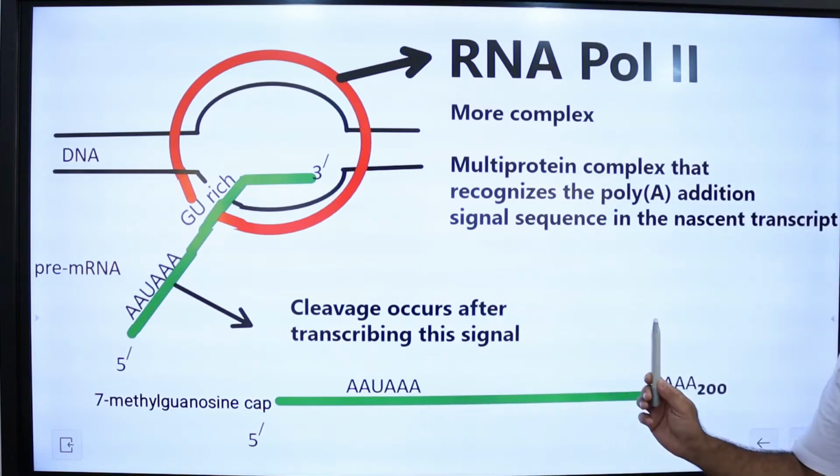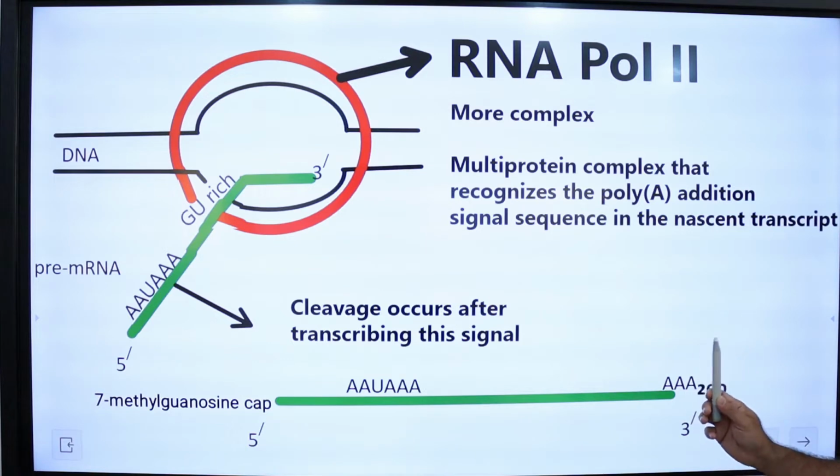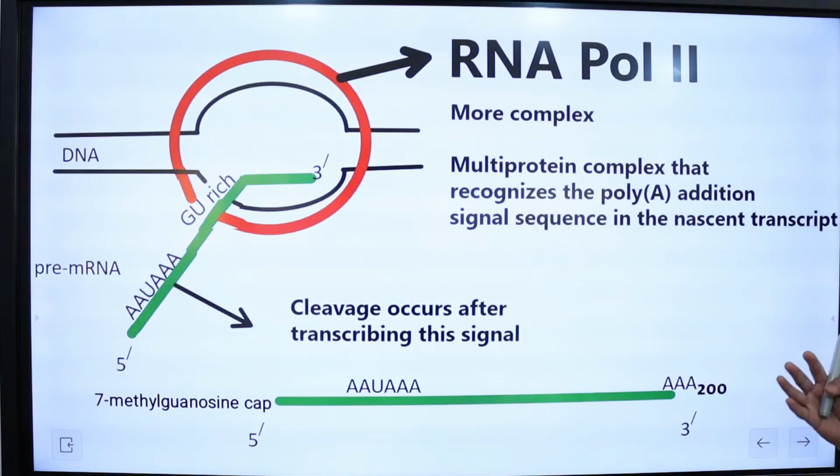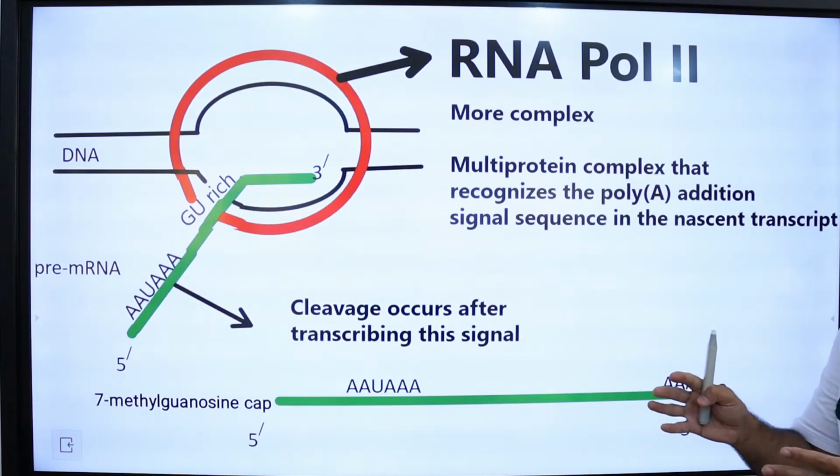An enzyme called polyadenine polymerase adds a string of approximately 200 adenine nucleotides, called the polyadenine tail, and this modification further protects the pre-messenger RNA from degradation, and it is a signal for the export of cellular factors that the transcript needs to the cytoplasm.